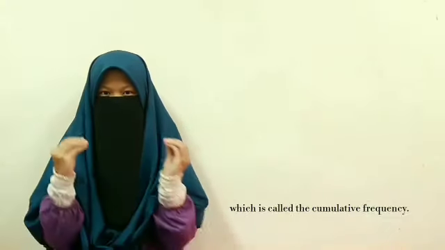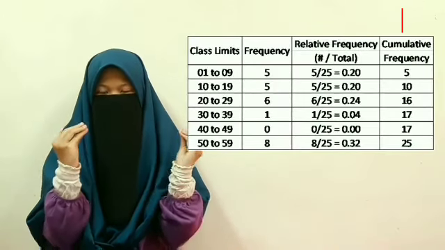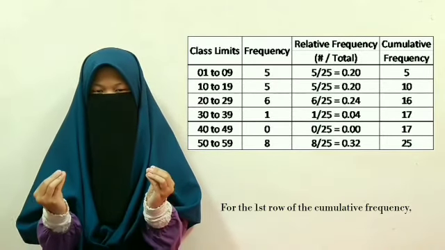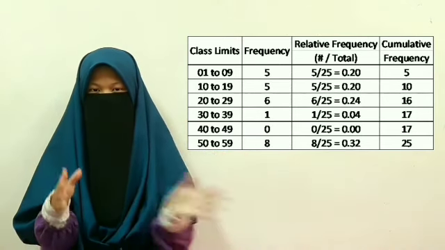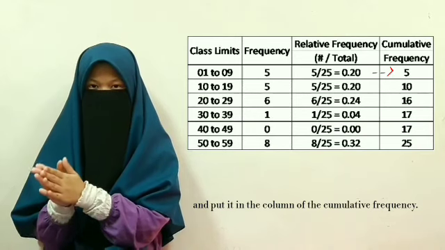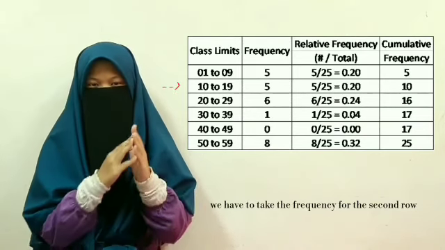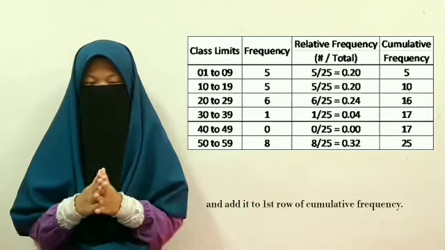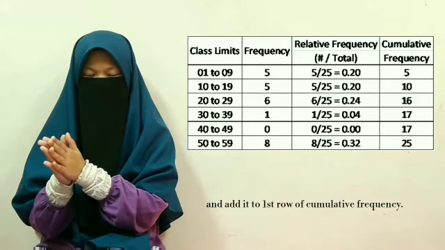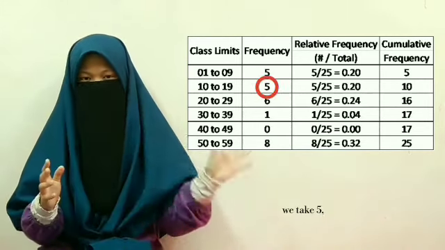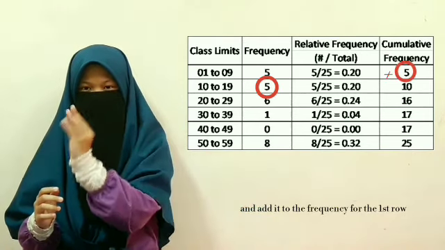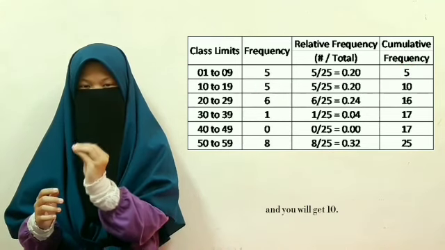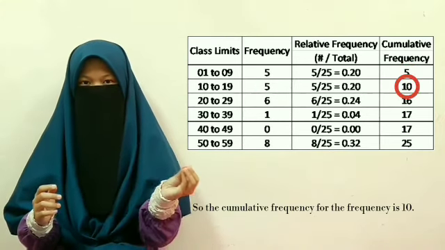For the second step, we have to add another column, which is called the cumulative frequency. For the first row of the cumulative frequency, we just take 5, the frequency for the first row, and put it into the cumulative frequency column. But for the second row, we take the frequency for the second row and add it to the first row of the cumulative frequency. As an example, we take 5, which is the frequency for the second row, and add it to the cumulative frequency from the first row, which is 5, and you will get 10. So the cumulative frequency for the second row is 10.